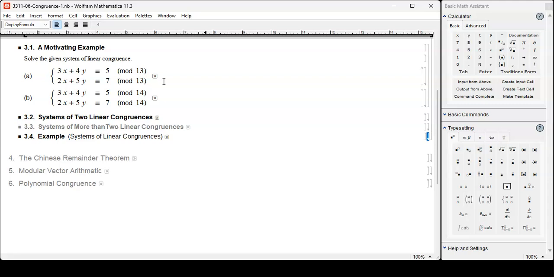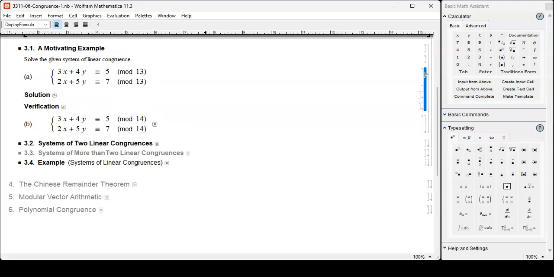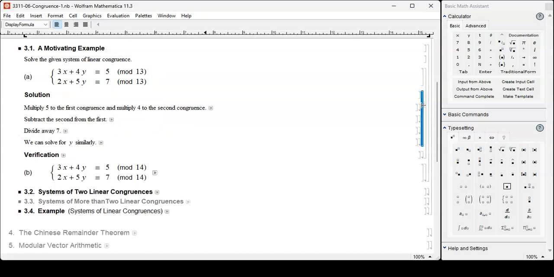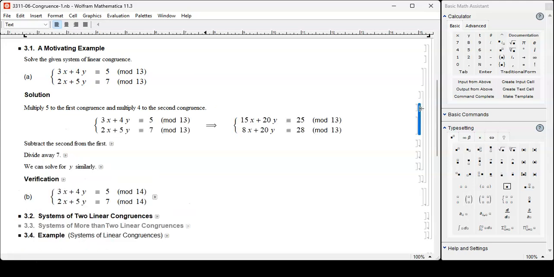All right, now let's go back to the first problem and solve it. That's not too bad, as a matter of fact, because solving a system of linear equations is something we have been doing for a really long time, and we can use pretty much the same technique. Multiply 5 to the first line and multiply 4 to the second line to remove y, and that's the result. 5 times 3 is 15, 5 times 4 is 20, 5 times 5 is 25, that's how you get the first line. And then 4 times 2 is 8, 4 times 5 is 20, 4 times 7 is 28. That's how you get the second line.